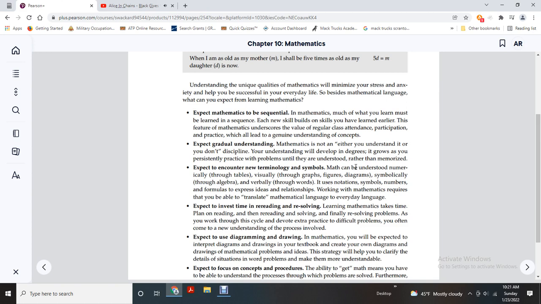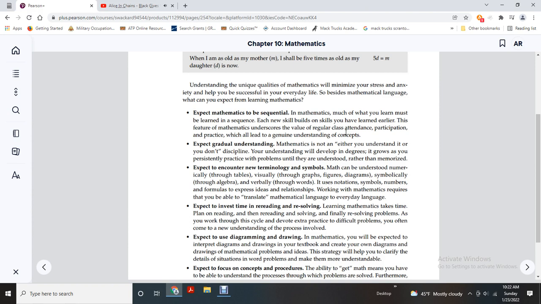Besides mathematical language, what can you expect of learning mathematics? Accept mathematics to be sequential. Much of mathematics must be learned in sequence. Each new skill builds on skills you have learned earlier. This feature underscores the value of regular class attendance, participation, and practice, which all lead to genuine understanding of the concepts. Accept gradual understanding.